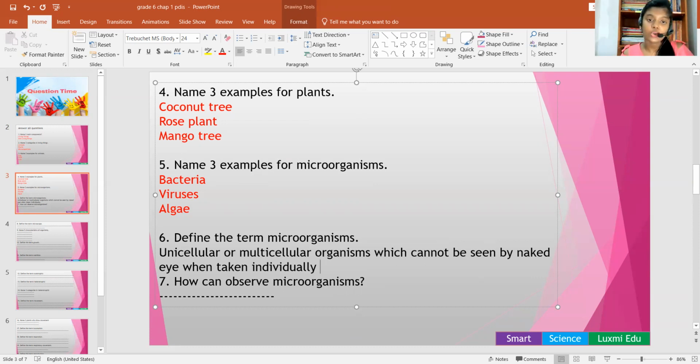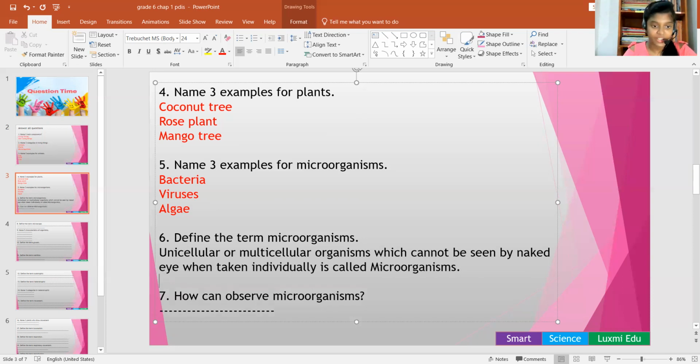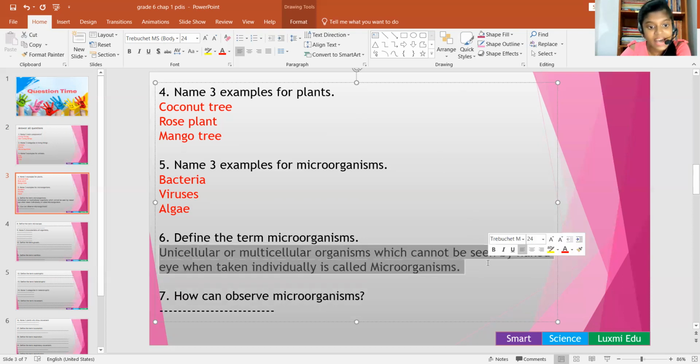So that's what I say. Unicellular or multicellular organisms which cannot be seen by the naked eye when taken individually are called microorganisms. Is it clear for you? Yes, hope it's clear.